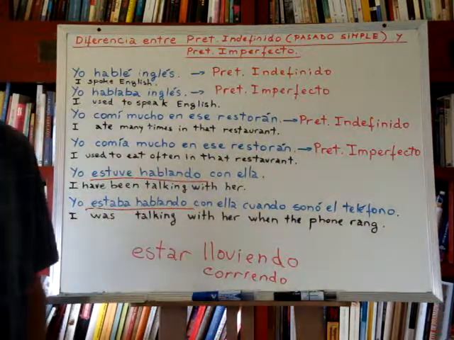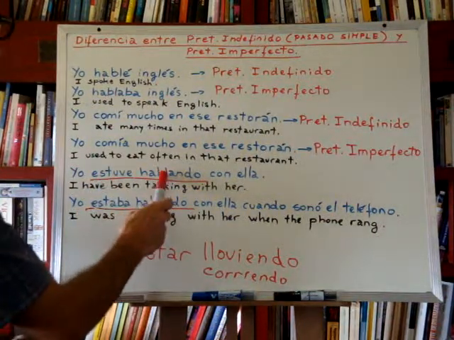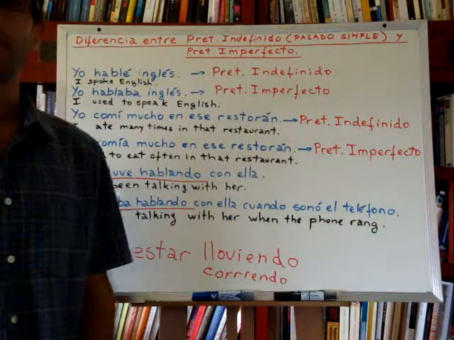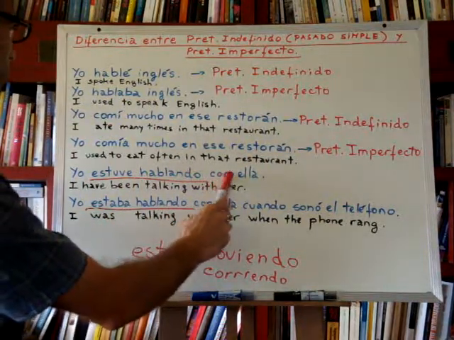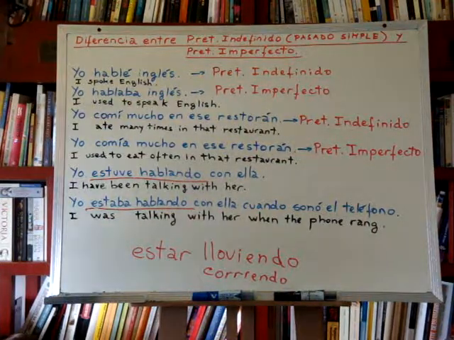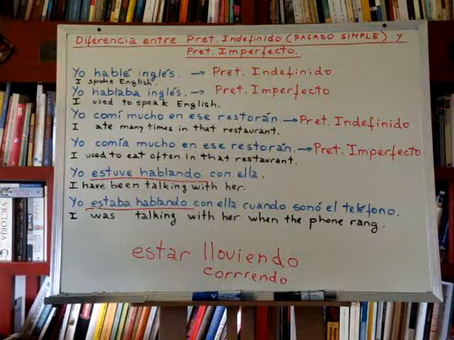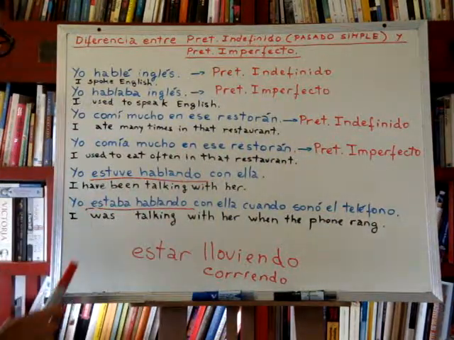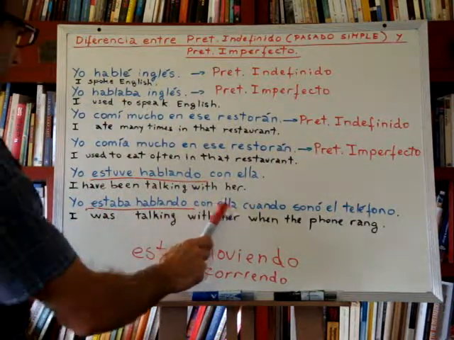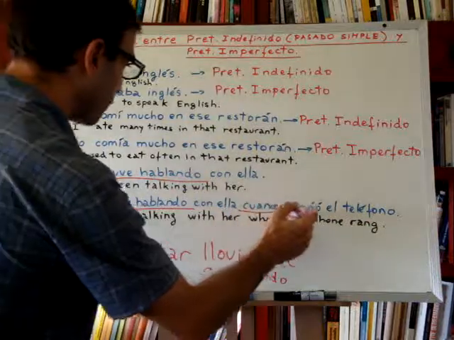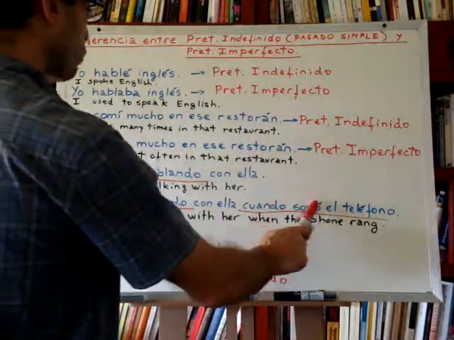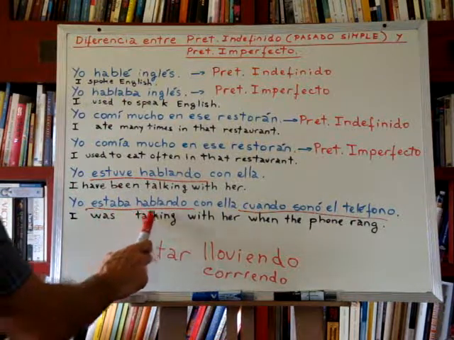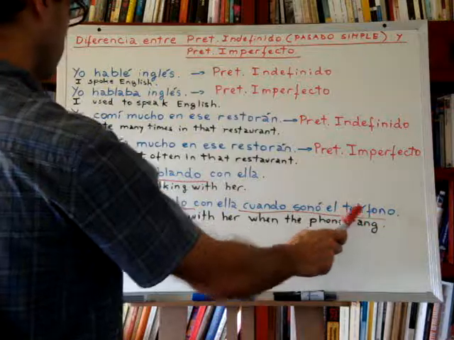And see how the meaning of the sentence changes. Yo estuve hablando con ella. I have been talking with her, right? Sentence in the past. Now, if we pass the auxiliary verb to pretérito imperfecto, look, yo estaba hablando con ella, and then we have to add a predicate, right? Cuando, when something happened. Yo estaba hablando con ella cuando sonó el teléfono. This means I was talking with her when the phone rang, okay?